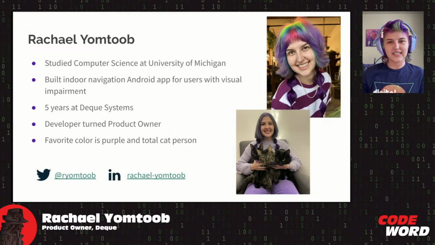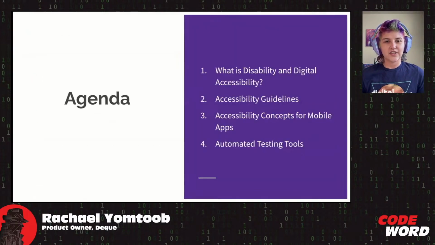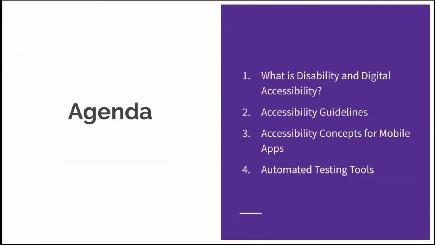All right, so let's dig into the presentation. For our agenda today, I will first off cover what is a disability and what is digital accessibility. Then we'll talk about the guidelines that exist in the digital accessibility space. And then the bulk of the presentation will be about digging into specific accessibility concepts and how they apply to mobile applications. And lastly, I'll give you some information about automated testing tools that are available to help you build more accessible mobile apps.